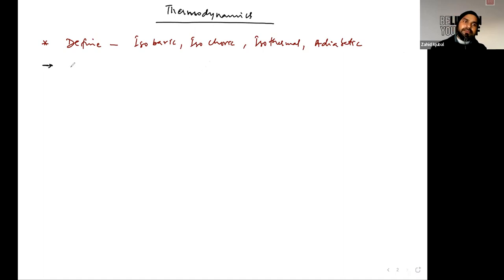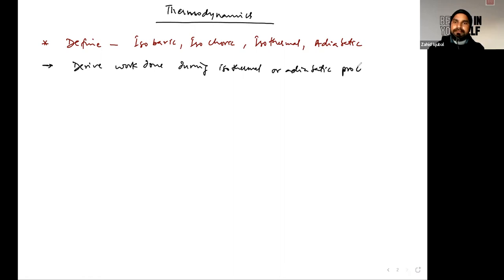Next question will be to calculate or derive work done during isothermal process or adiabatic process. So for isothermal part, it was work done is equals to nRT ln V final by V initial.